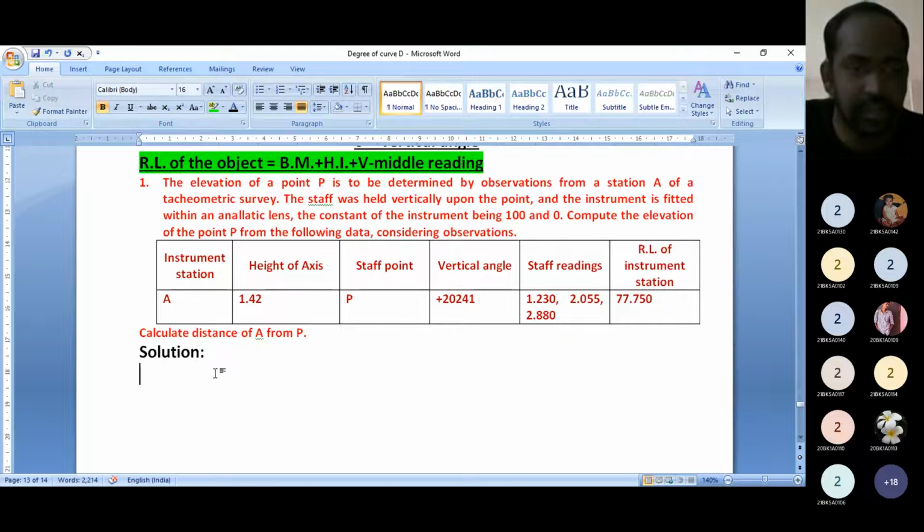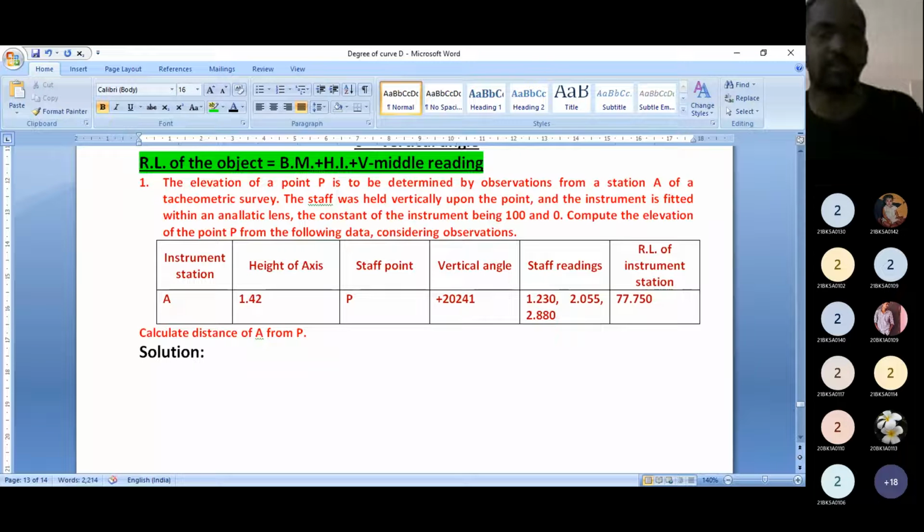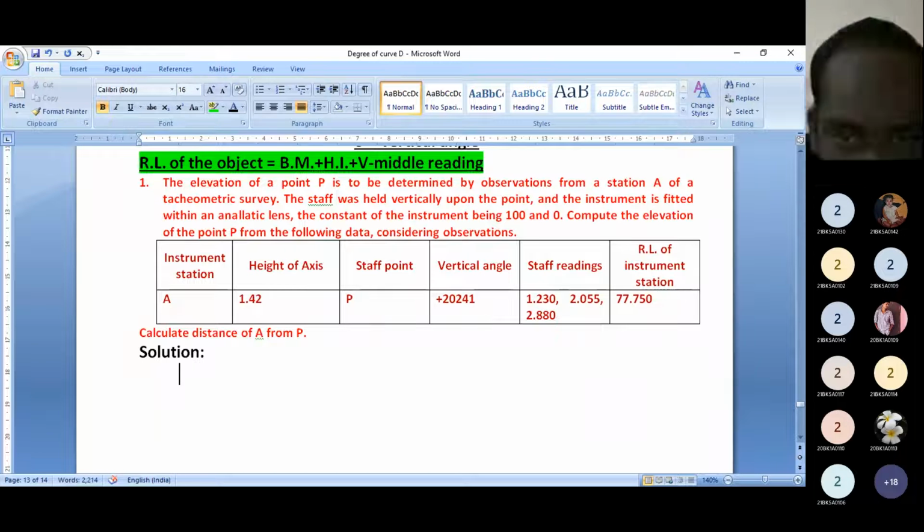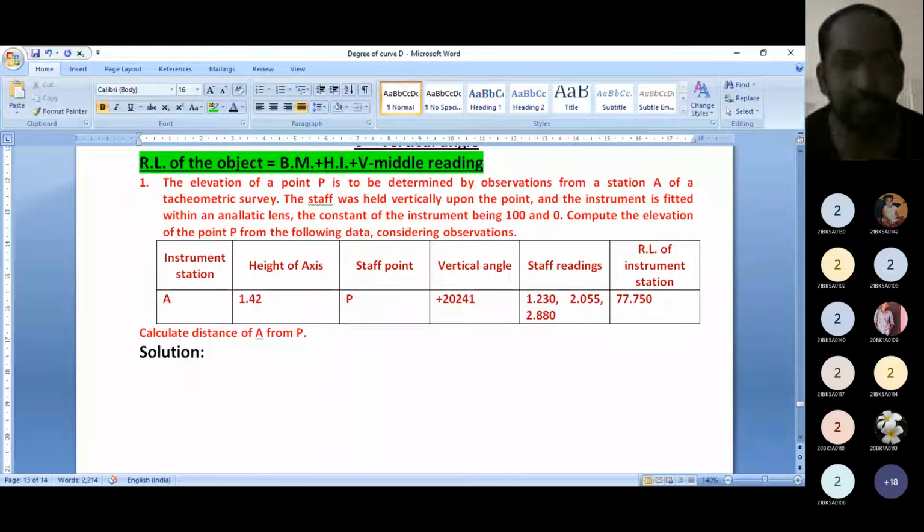Okay now, solution I'm writing. First read the problem here. The elevation of a point P is to be determined by observations from station A of a tacheometric survey. Okay now. So the staff was held vertically upon the point and the instrument is fitted with an analytic lens. The constants of the instrument being 100 and 0. Compute the elevation of point P from the following data considering the observations.